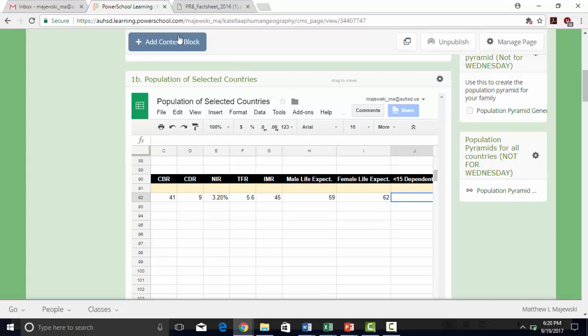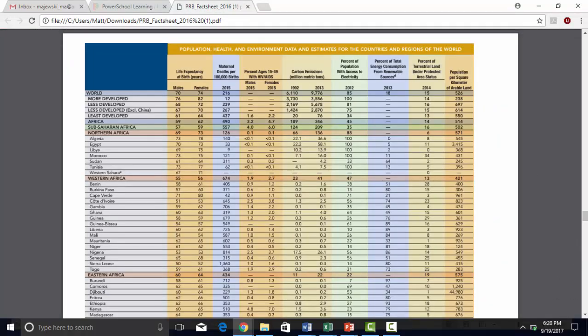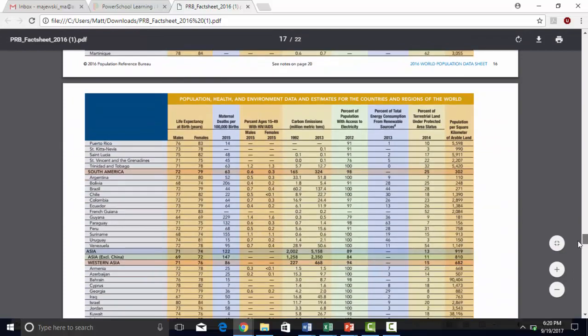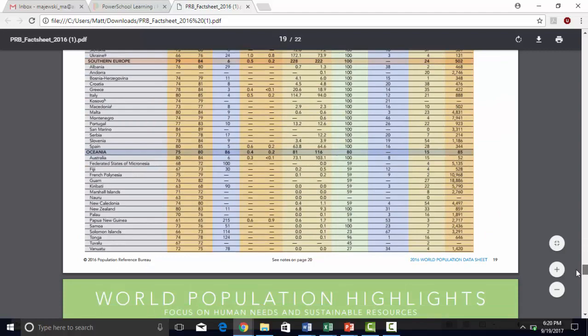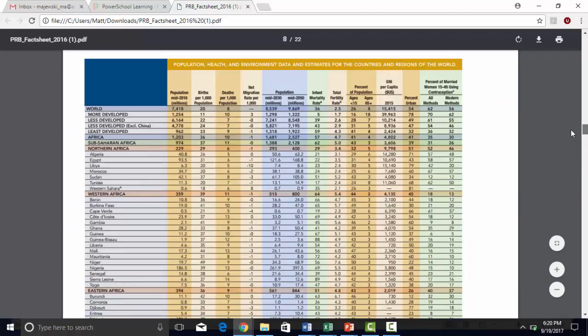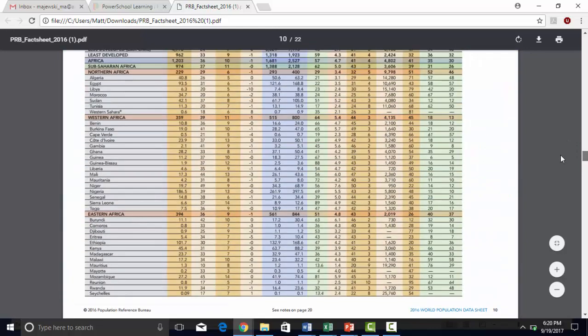The very last things it asks me to find are the dependency ratios for that country. Let's see, where are the dependency ratios at? Well, we're going to scroll down until we find them. I feel like dependency ratios were back at the top again. Whoops, now I'm scrolling all over the place.